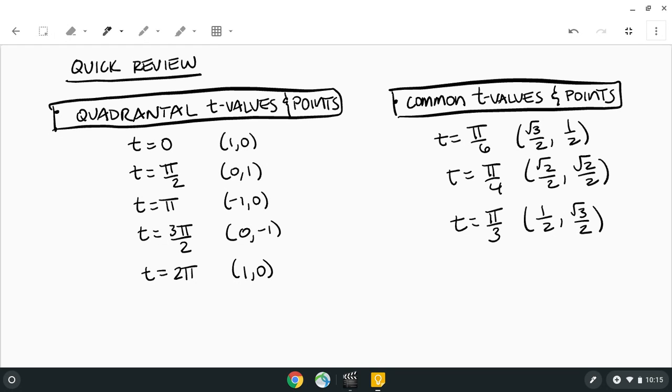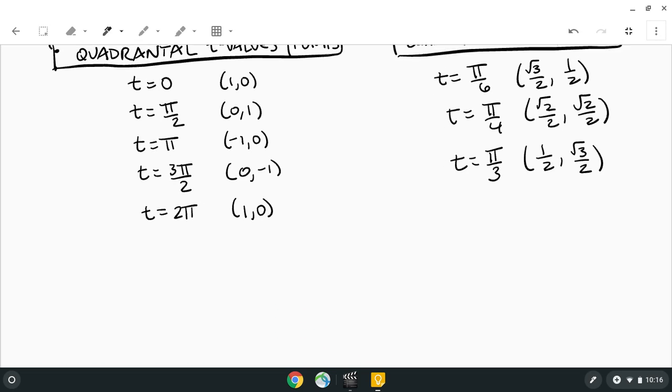This is just a quick review of quadrantal t-values and their associated points, and the common t-values and their associated points. These are the charts that I wanted you to memorize. The quadrantal ones are the ones on the axes, right? 0 degrees, 90 degrees, 180 degrees, 270, 360. The other three are the ones we covered at the end of the video. Hopefully you have those memorized to some degree. So let's go ahead and finish up here.